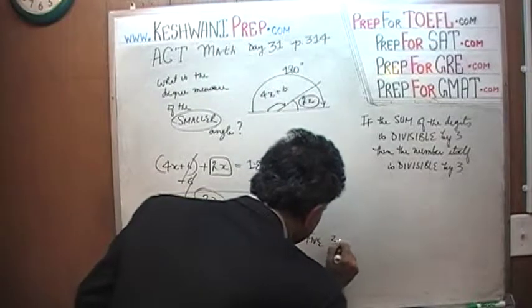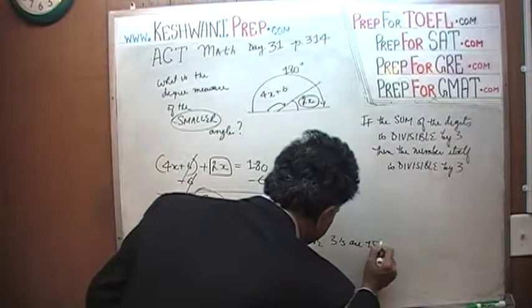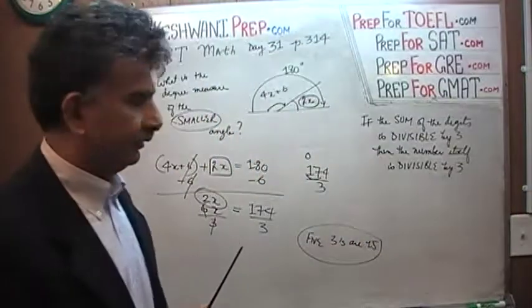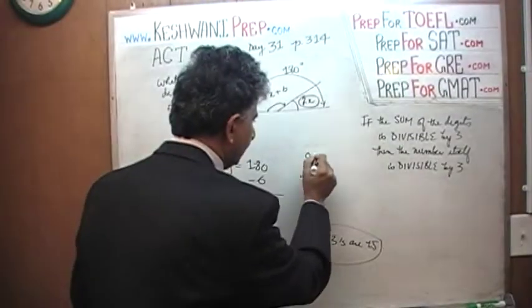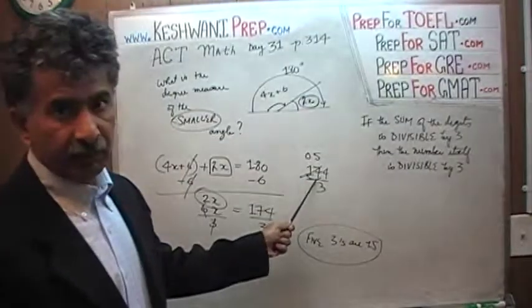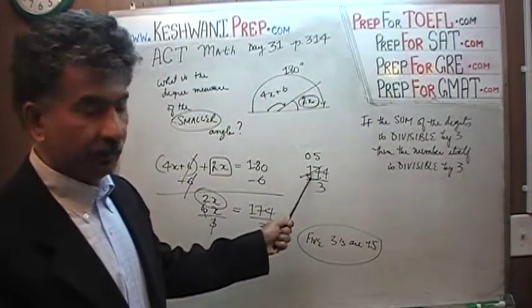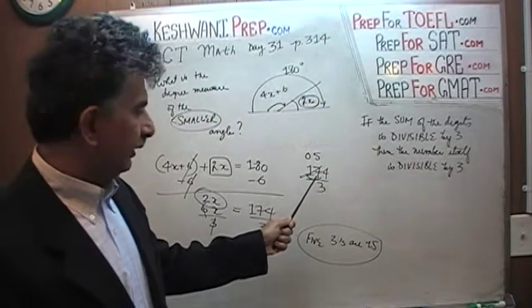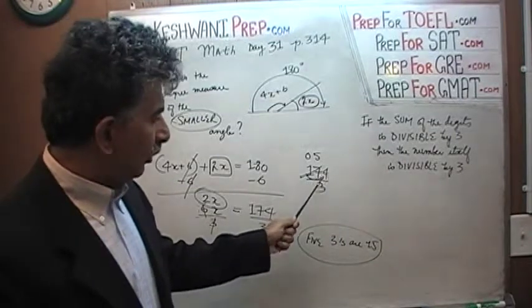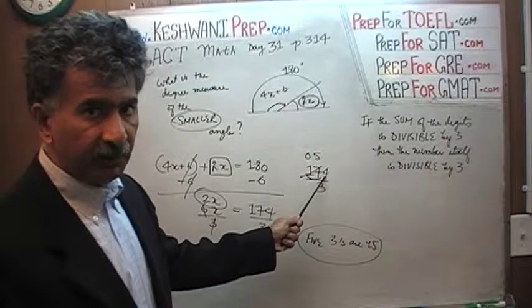5 3's are 15. That's how we speak. 5 3's are 15. So cross out the 17, we put down 5, but we have a remainder of 2. This is 17. We have a remainder of 2, not remaining 2. That 2 goes and joins this 4 and becomes 24.